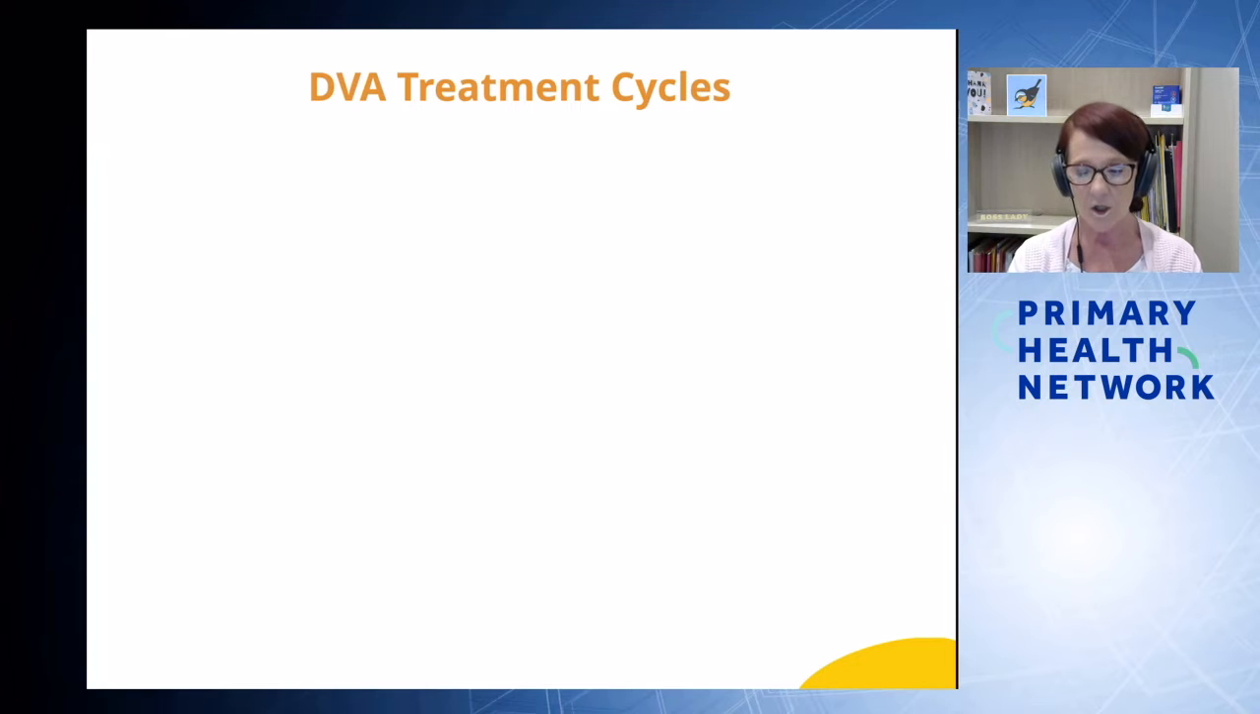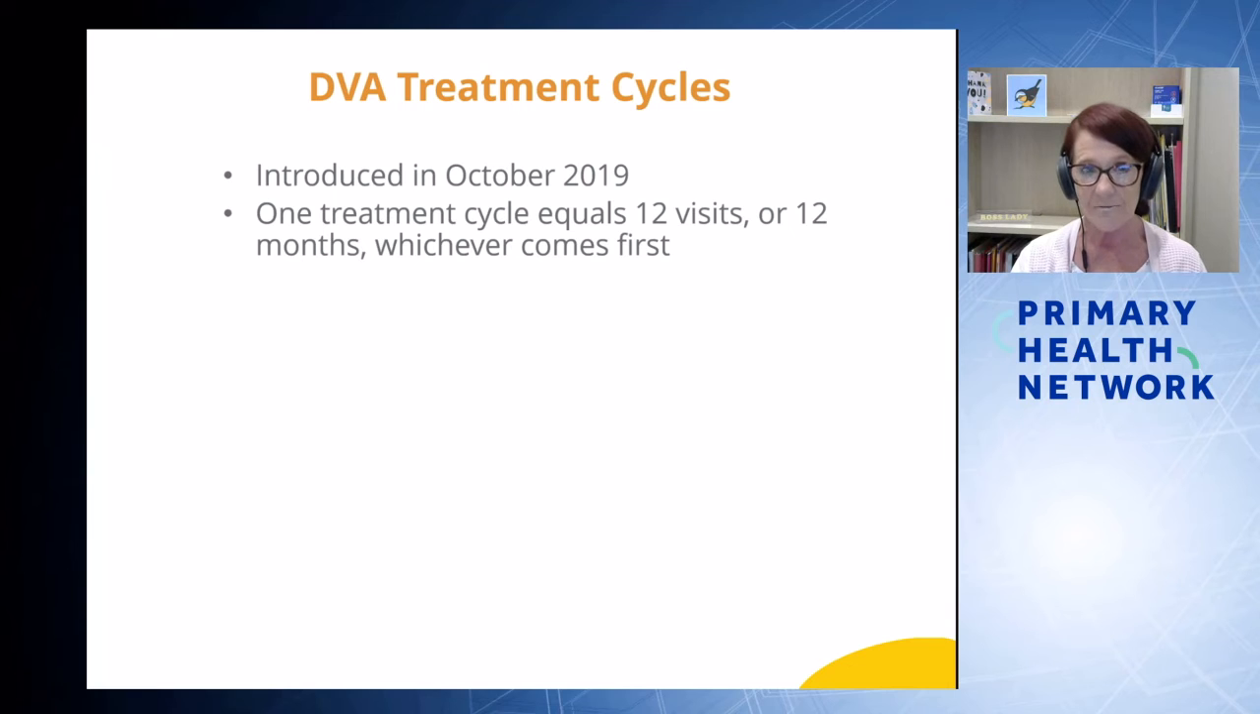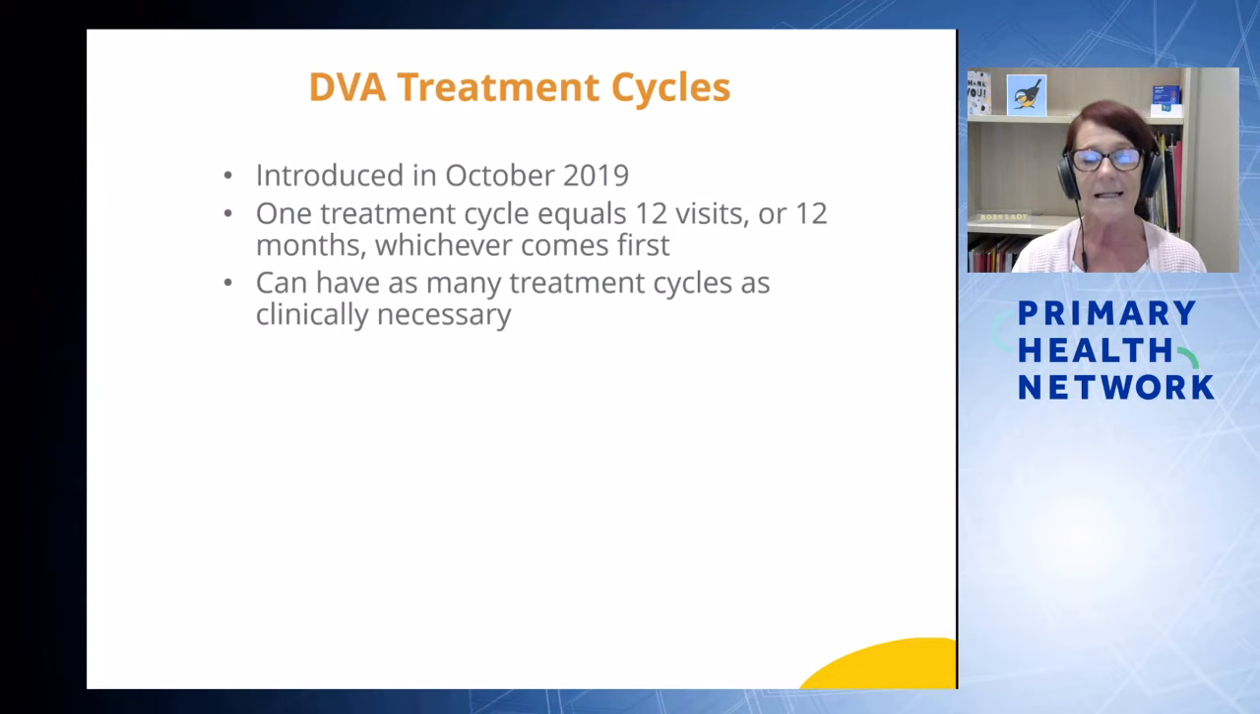Something I would like to touch on, which is relevant in a way, and I know a lot of GPs are not aware of this, is the DVA treatment cycle. This has been around for a couple of years already, and it surprises me how many GPs are actually not aware of what this is. So basically, anyone who holds a gold card is able to be referred for what's called a treatment cycle. One cycle is equivalent to 12 visits or 12 months, whichever comes first.